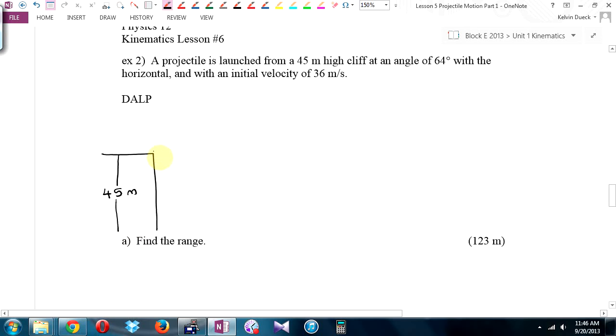64 degrees. I'm going to eyeball it. 45 degrees is halfway, so 64 degrees is a little steeper than that. Kind of about like that. How fast? And by the way, we won't be using the 36 after 2 lines. We'll never use the 36 again.